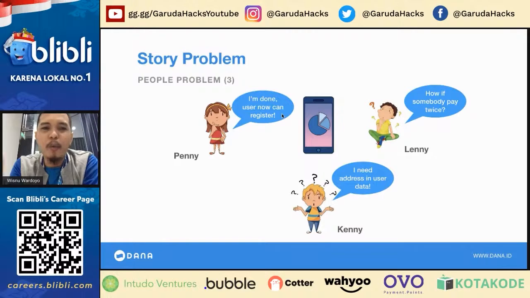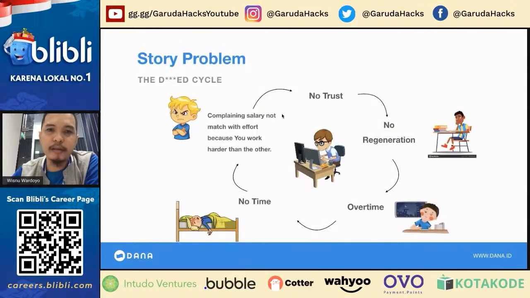Then what should Penny do? Penny needs to rework, check the code again, and put the address there. It's not efficient, right? Because Penny needs to work twice. It will take more of Penny's time again and again. And this is a very common mistake in a tech company, miscommunication between engineers, and this will lead to the damn cycle, right?